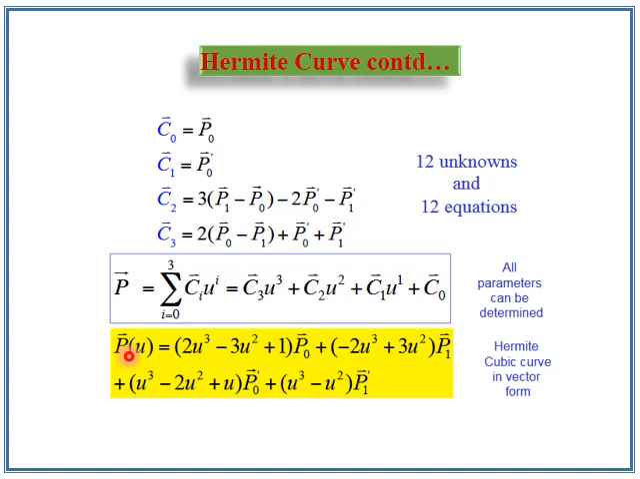So like that we will get the equation p of u is equal to (2u cube minus 3u square plus 1) of p0 vector plus (minus 2u cube plus 3u square) p1 vector plus (u cube minus 2u square plus u) p0 dash vector plus (u cube minus u square) p1 dash vector. So this is the Hermite cubic curve. While substituting the coefficient values, we found them from u equal to 0 and u equal to 1 in the basic equation.